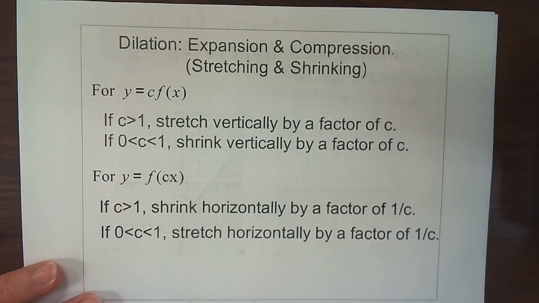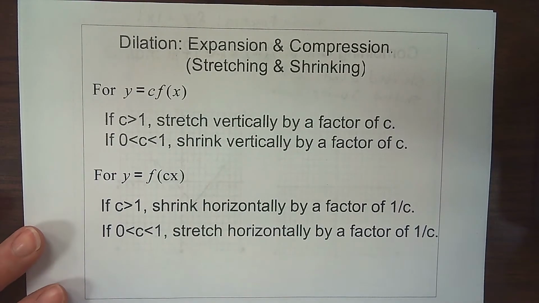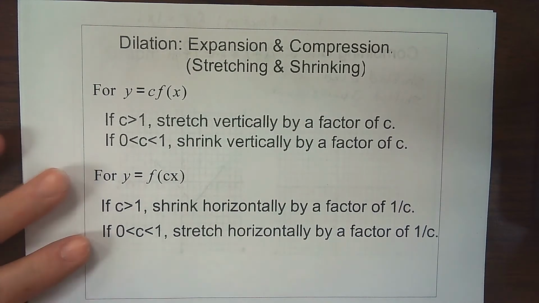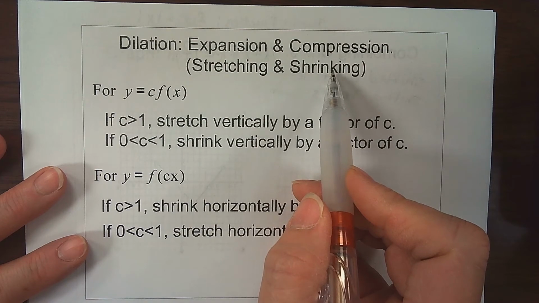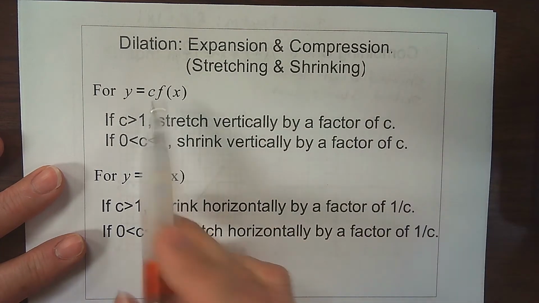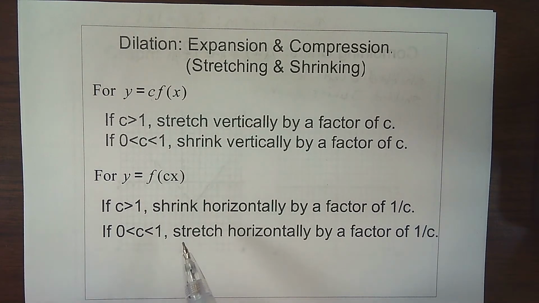Let's take a look at dilations. That is when we're expanding or compressing. Sometimes we call that stretching or shrinking. Stretching or shrinking happens when we multiply by a constant number. Again, we could multiply the entire function by a constant, or we could multiply the x itself by a constant.